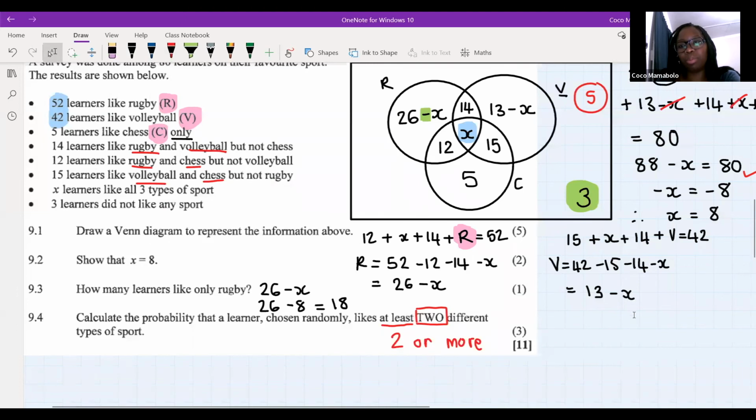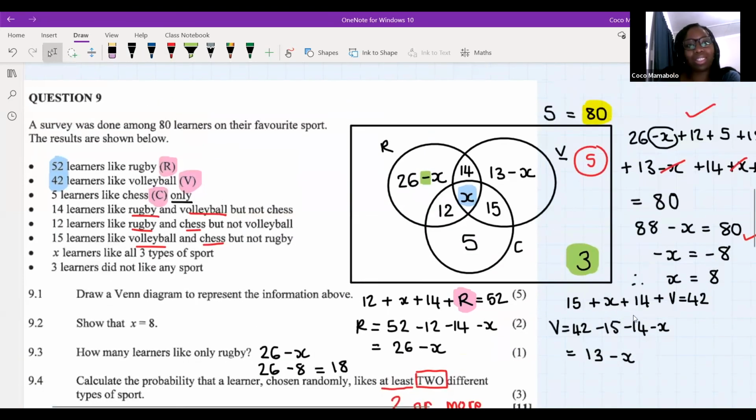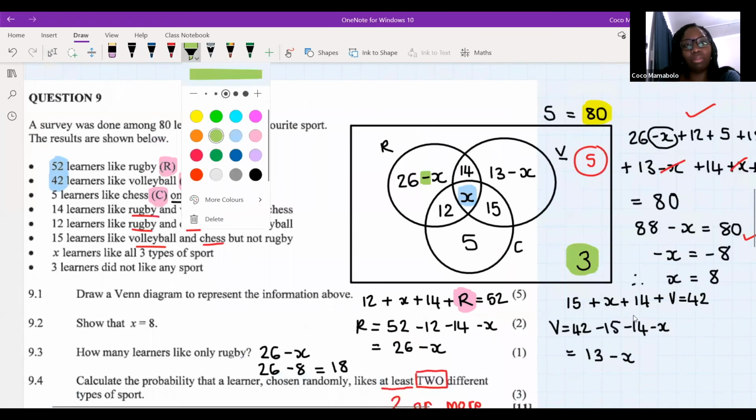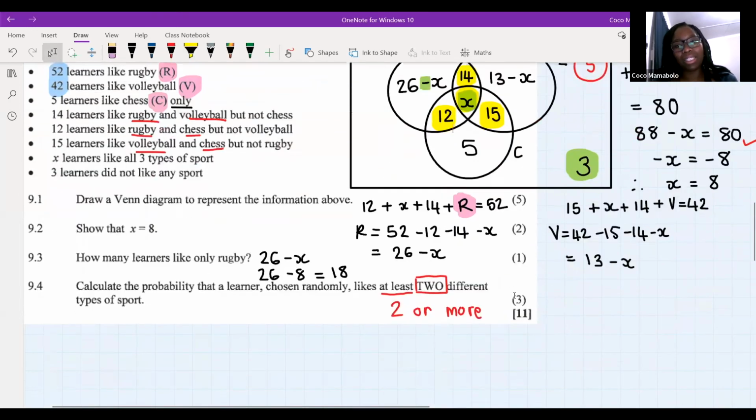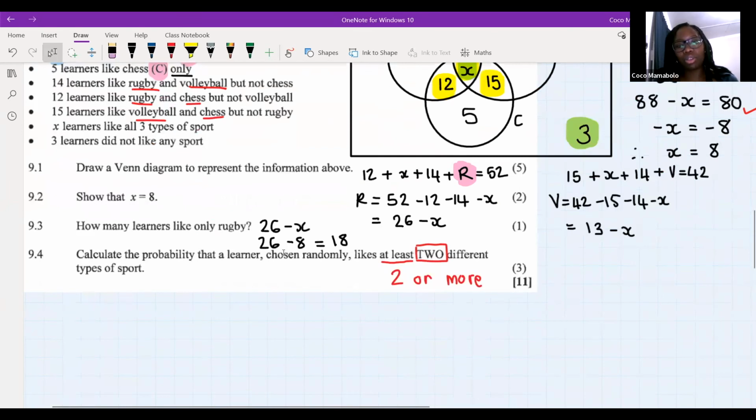So which numbers would we be looking at? It would be the intersections of all of them, because if you like volleyball and chess, that's two. And if you like rugby and volleyball, that's two as well. If you like rugby and chess, that's also two. But the more would be if you liked all three, which would also be this middle part over here. So if we add all of these up, we need to make sure that we're writing a probability.